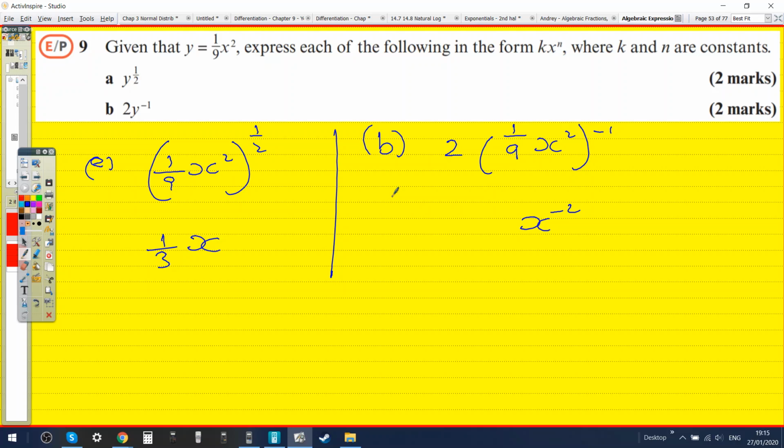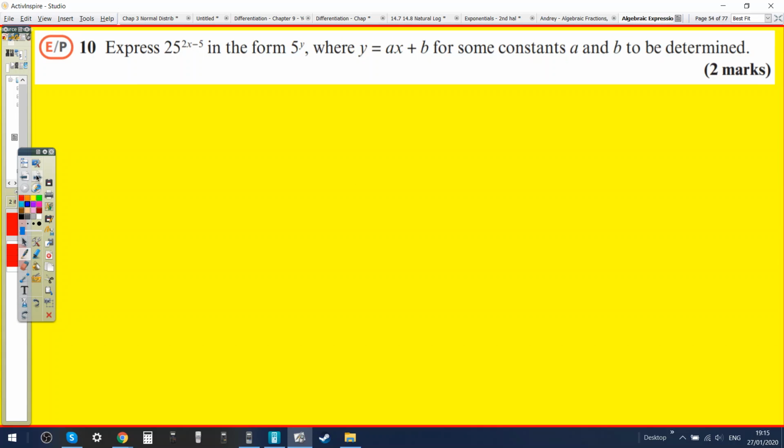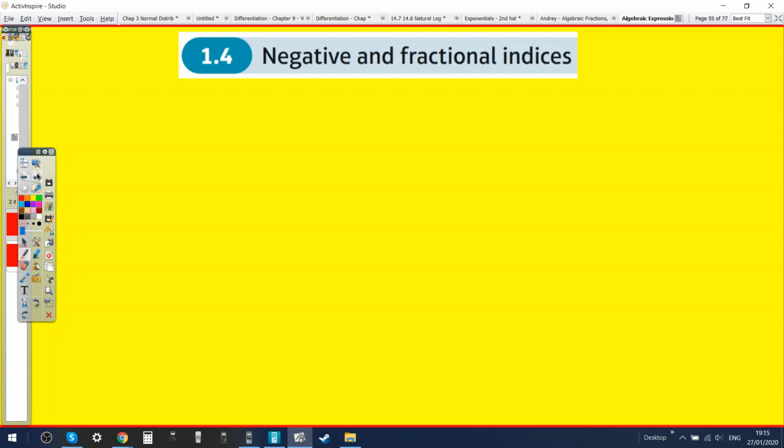Which is 2/9. Why were you thinking that would be 18? Because of the -1? Because the power is connected only to the x and not... Oh, hold on. Sorry, I'm an idiot. 18, because it's in a bracket. So they're both to the power of -1. I think you'll be fine.